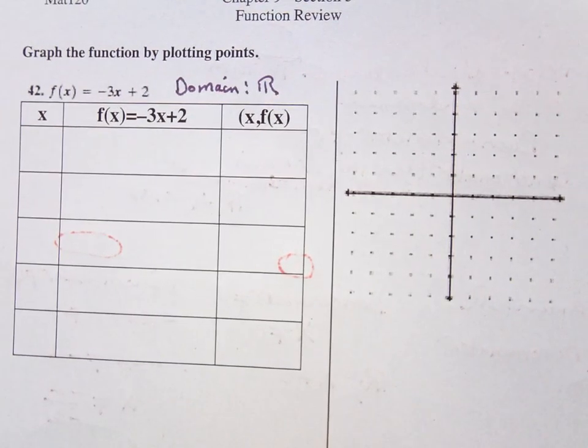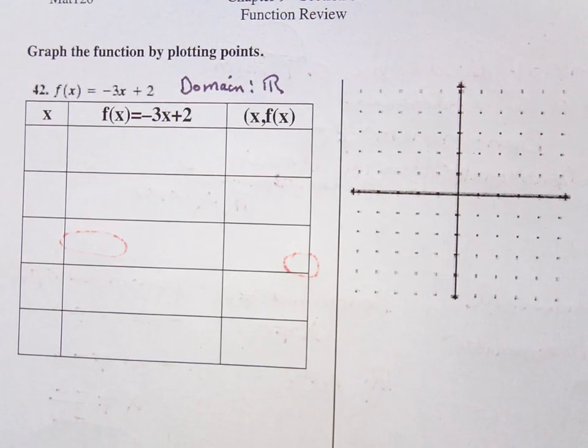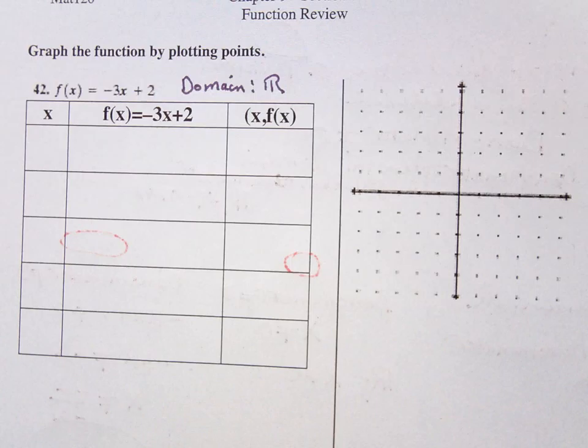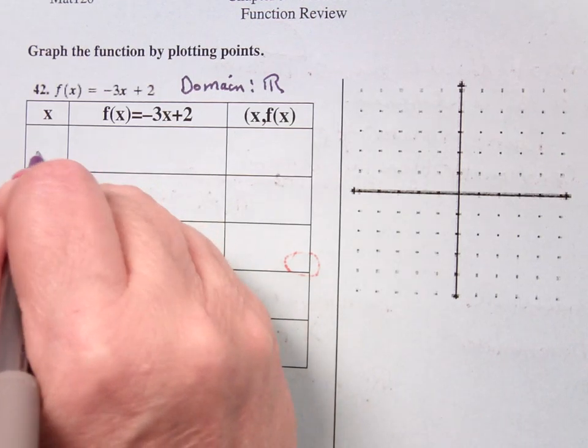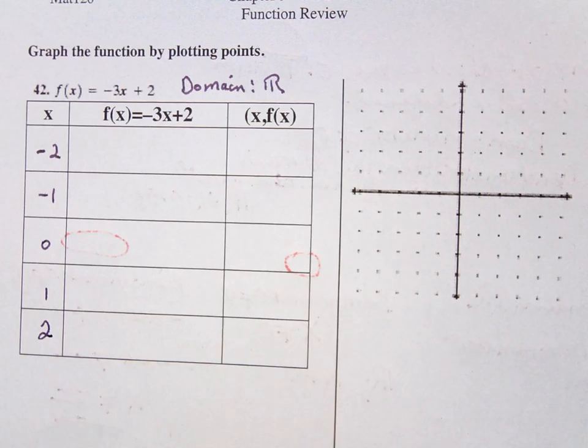By the way, to graph a line, if you remember from 092, hopefully, you only really need 2 points, a third for a check. But if I'm graphing anything and the domain is all real numbers, usually what I'll do is I'll graph a bunch of points. So I'm going to start out with negative 2, negative 1, 0, 1, and 2.